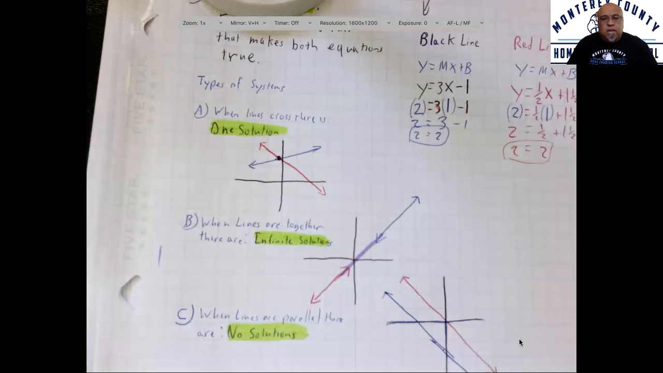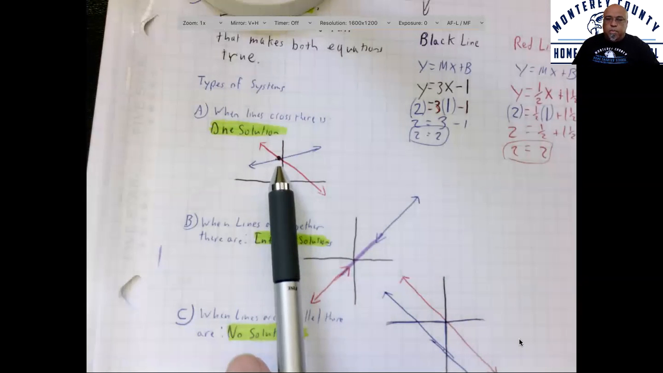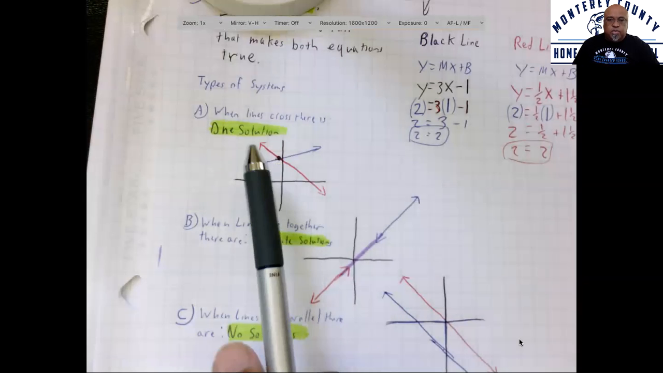So given that two lines by definition are perfectly straight and they cross, they could only cross at one point, because the lines will never curve and come back to cross again at a second point. So anytime two lines cross, whether they be perpendicular or diagonal, it doesn't matter, they will only cross at one point. So that's a one solution.